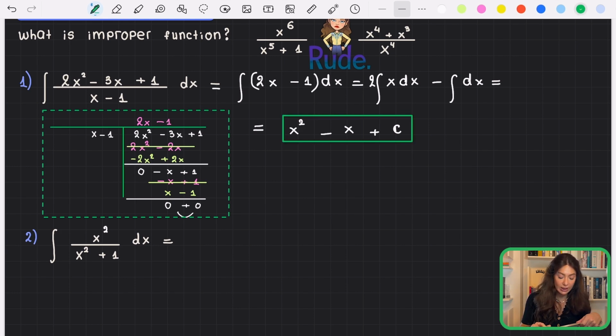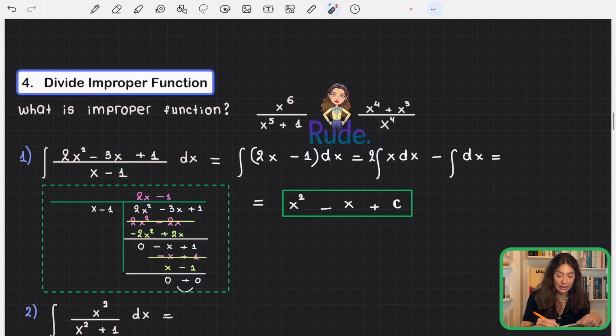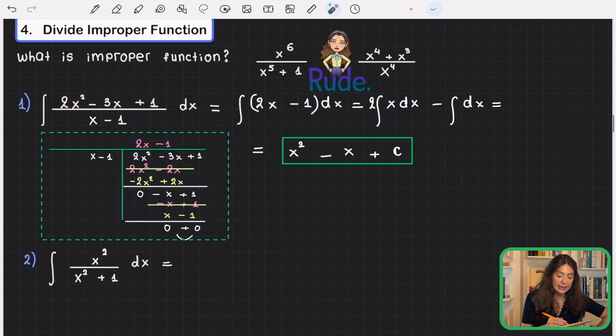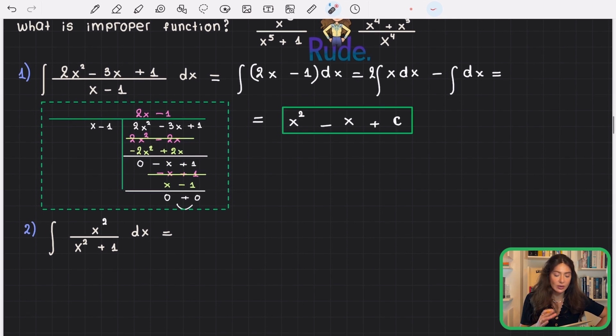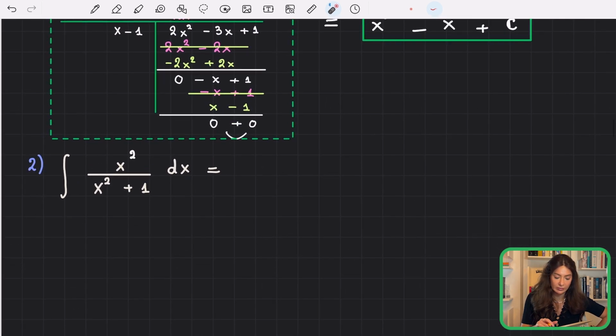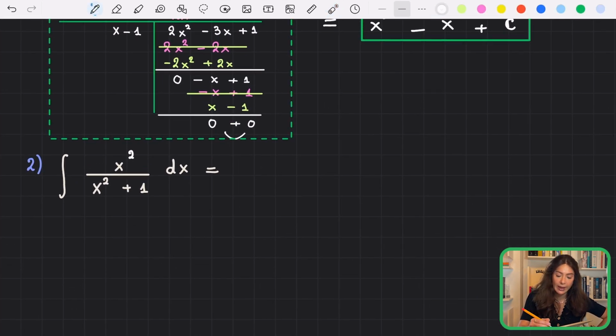Let's appreciate the trick here. Divide improper function. You couldn't take this integral without dividing this improper function, and always pay attention to this. Don't jump into the problem. First see that if there's higher number here as the power of x than in the denominator, then that integral needs help, that function needs help. I'm going to divide this function as well.